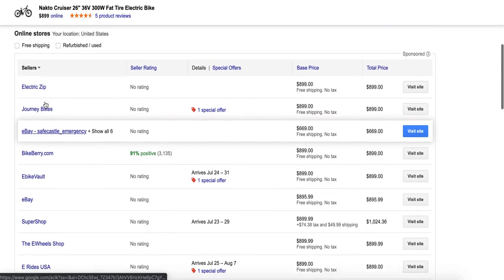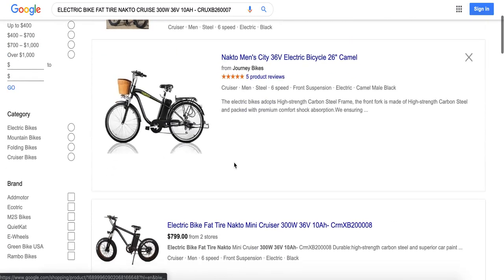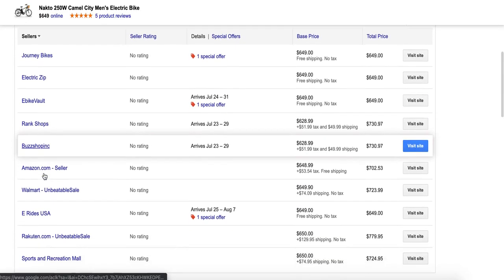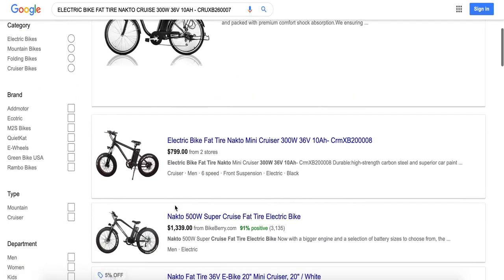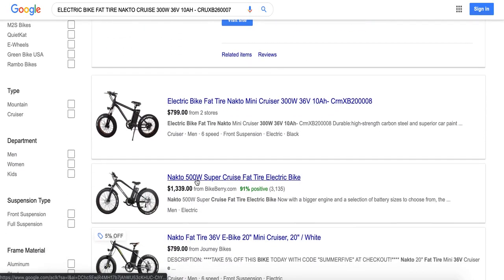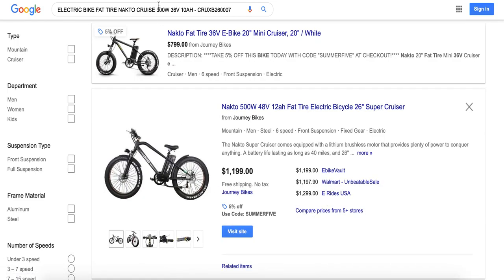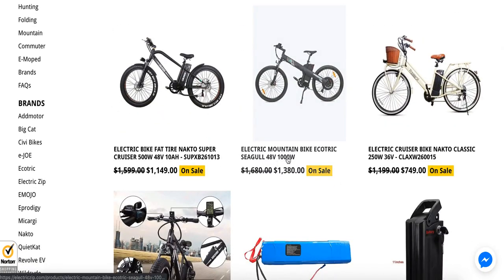Check the same ones that we just looked at. So let's try a different one. Same ones. Last one, if there's not any, yeah, okay, so let's try a different product. That's not Nakto. Let's do this one.